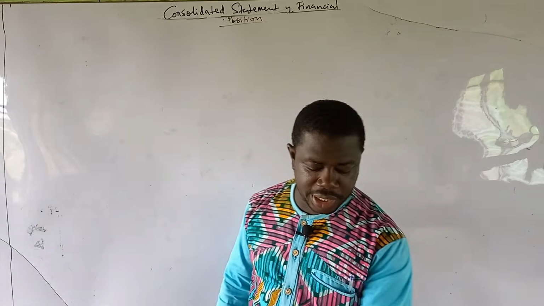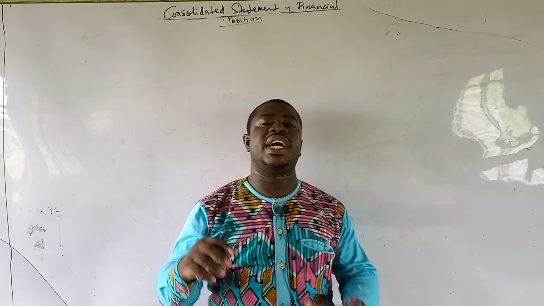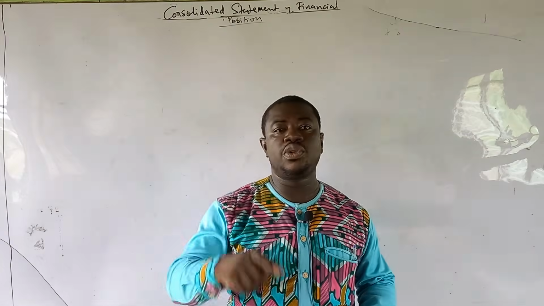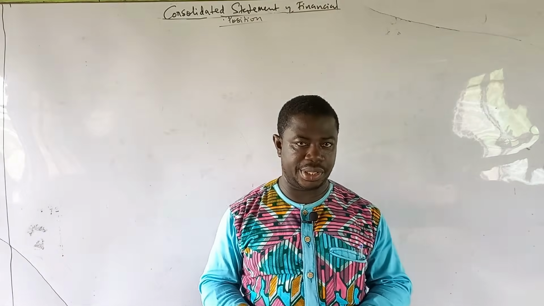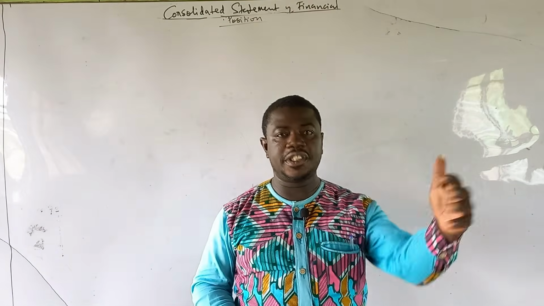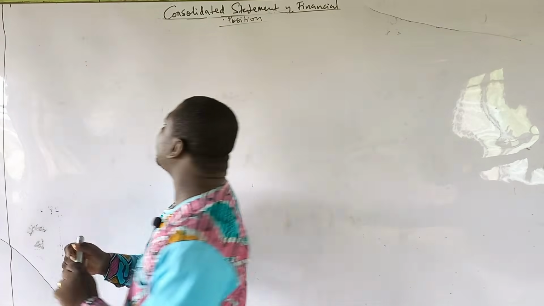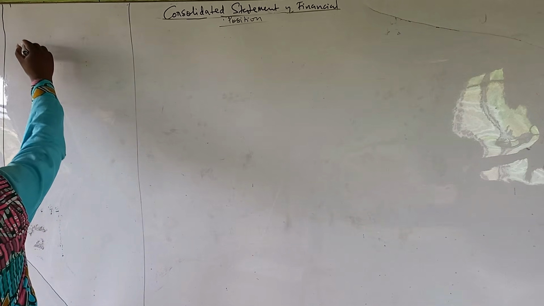Now, we are told in this question that P acquired 15 million shares in S Limited. Then we are told that S Limited is capitalized with 20 million shares. So if someone is buying 15 million out of 20 million shares, then it's not 100% acquisition. So this is not a fully owned subsidiary. This will be a partly owned subsidiary on the part of the parent. So P owns just a part, 15 million out of 20 million. And we have to find the percentages for that. So that will bring us to our first working, which I call the group structure.